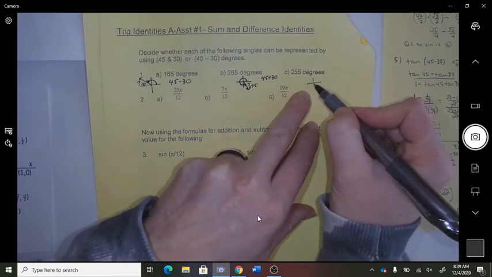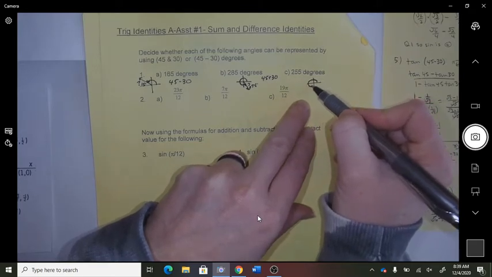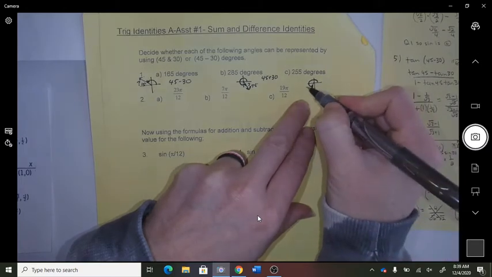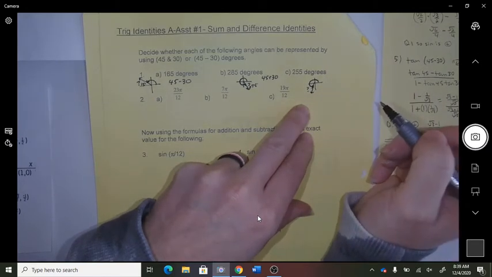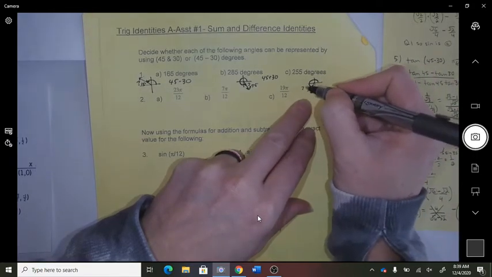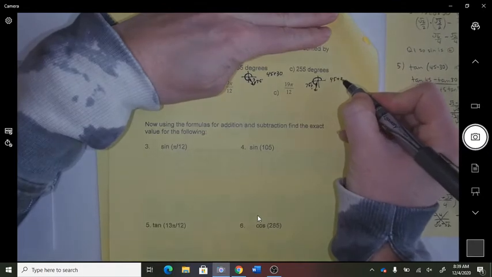255. Okay, so that is located here. So how many degrees are in a reference angle? 255 minus 180 would be that piece, and it leaves me with 75 degrees. So I would be using the plus.